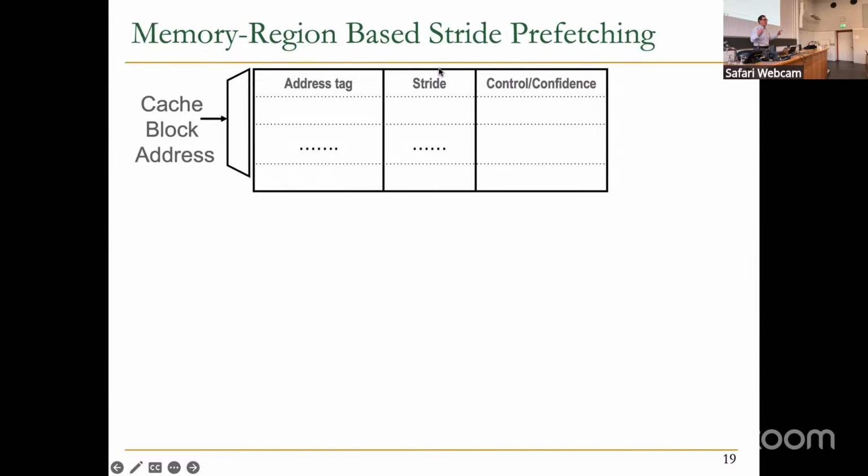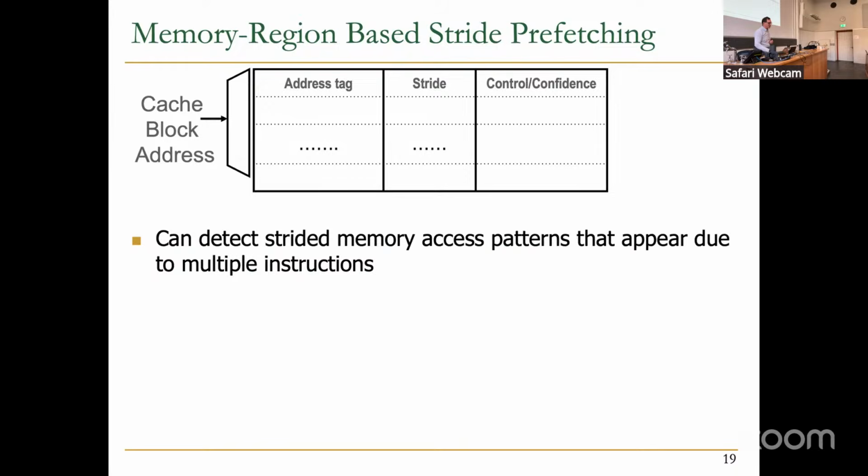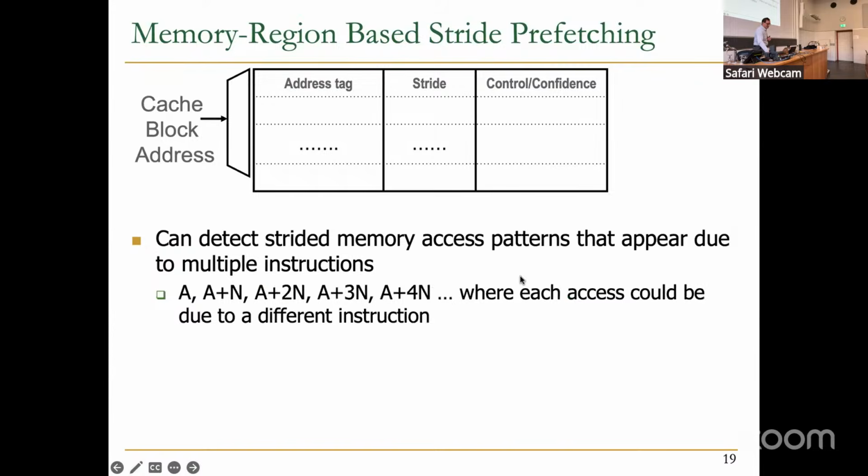That's possible. So if in this page, for example, the processor is always accessing the cache blocks with a stride of n. And this n could be happening because of a single program counter or because of some interaction across multiple program counters. You don't care. What you're observing is, what is the stride in this memory region? I don't care about the program counter in this case, right? So this is also interesting because this has the capability to detect strided memory access patterns that appear due to multiple instructions. Basically, you have a stride where each access could be due to a different instruction. If you look at a single instruction, you may not capture this, or you may not capture this as easily.